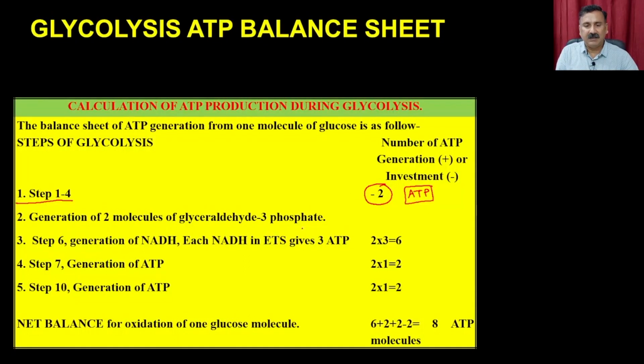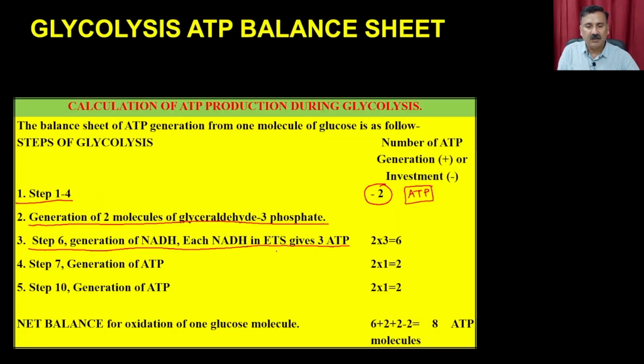Then after that, there will be multiple steps of energy production. In the generation of 2 molecules of glyceraldehyde 3-phosphate, all these are going to be doubled. Then in step number 6, there will be a generation of NADH, and if you send the NADH into the electron transport chain, it is going to produce 3 molecules of ATP.